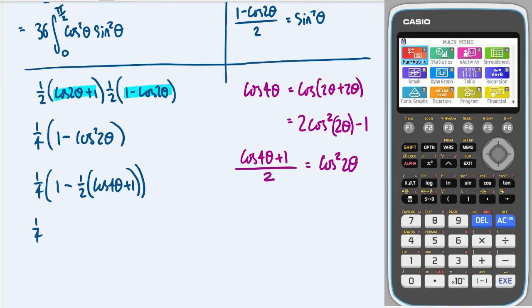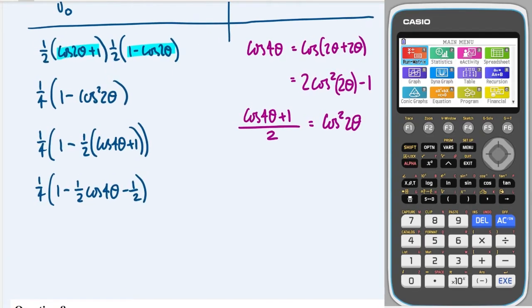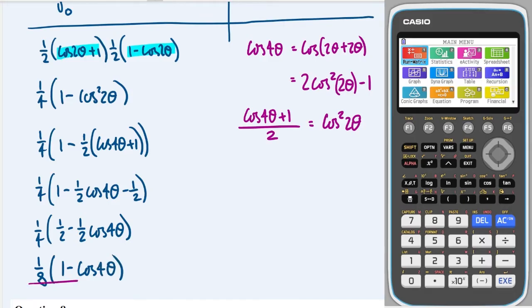And then we can expand out, so this gives me 1 minus 1/2 cos 4 theta minus 1/2. And this will give me 1/4 (a half minus a half cos 4 theta), which gives me my 1/8 (1 minus cos 4 theta) as required.